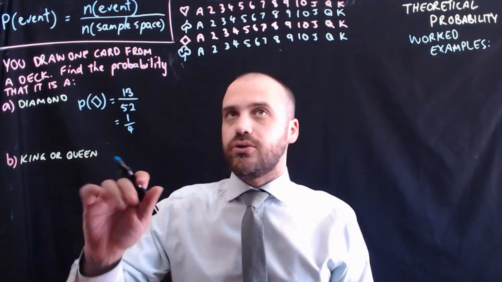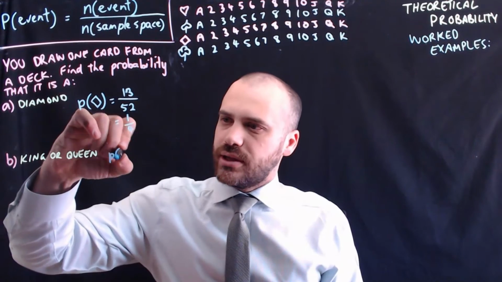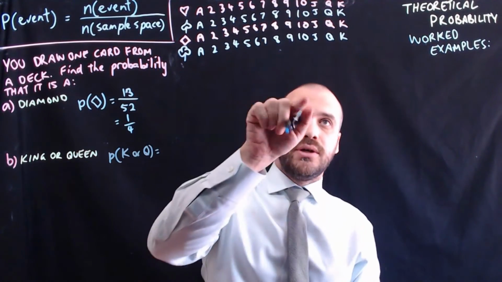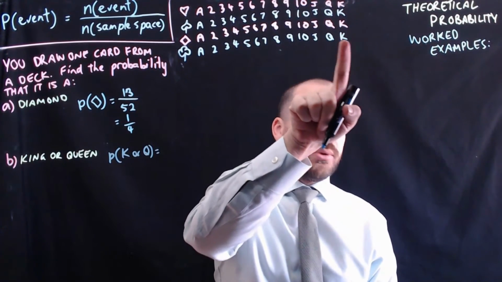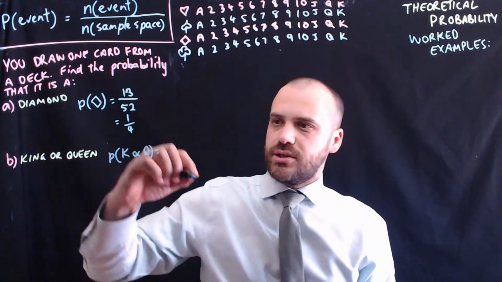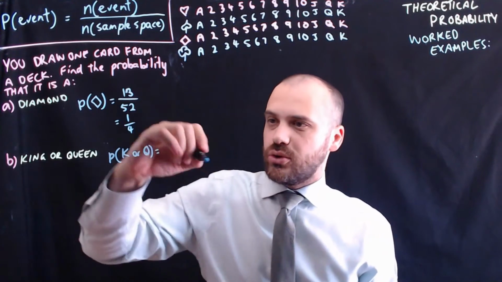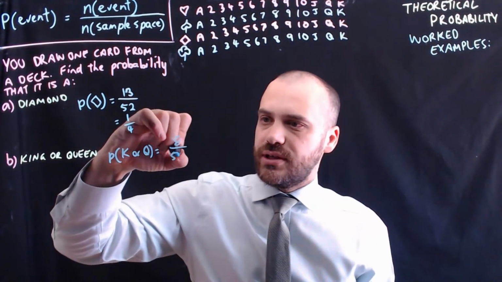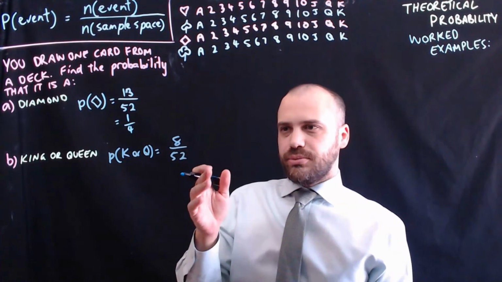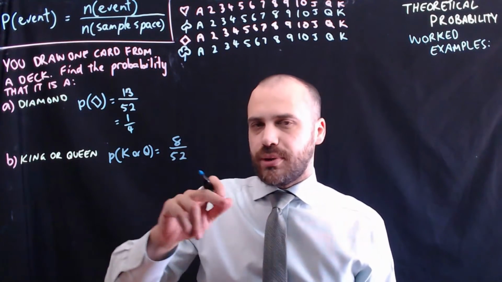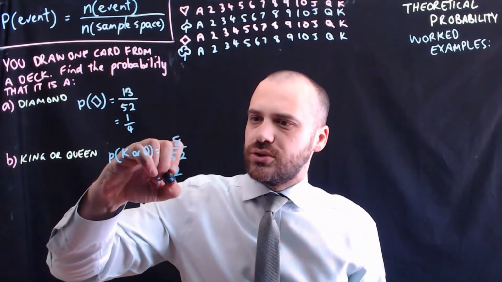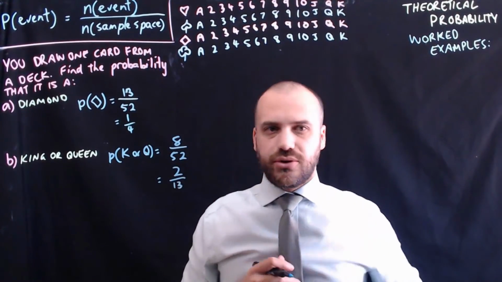So a king or queen. So the probability that it is a king or a queen is equal to, we can see that there's 4 kings here, we can see that there's 4 queens there, so there's 8 total kings or queens. So 8 out of 52. And I'm sure we can simplify that. Divide top and bottom by 4 and we'll get 2 out of 13.